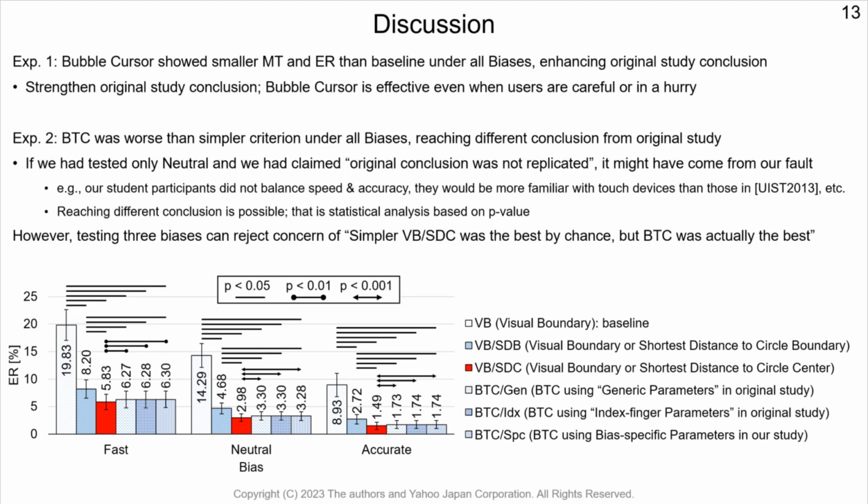Although we found a consistent strength of bubble cursor in experiment 1, we reached a different conclusion in experiment 2 from the original study. If we had just replicated experiment 2 using the neutral instruction, this different conclusion might have come from our fault, such as that our participants didn't perfectly balance the speed and accuracy. However, because we tested the 3 biases, we can reject our concern that the simpler criterion using the target center distance was the best just by chance.